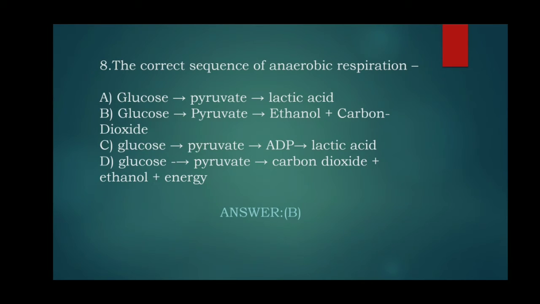Question number 8. The correct sequence of anaerobic respiration. A. Glucose, pyruvate, lactic acid. B. Glucose, pyruvate, ethanol plus carbon dioxide. C. Glucose to pyruvate to ADP to lactic acid. D. Glucose to pyruvate to carbon dioxide plus ethanol plus energy. So you know that anaerobic respiration means the respiration that occurs in the absence of oxygen. Then what will be the product? The glucose will be converted into pyruvate and ethanol plus carbon dioxide. So the correct option is option B, right?